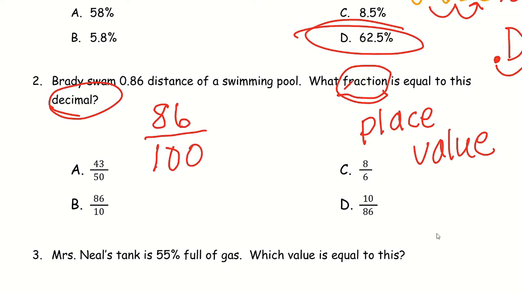We know how to simplify. So I know I can divide these by 2. Oh, yeah, they're even. Let's cut them in half. Half of 86 is 43. Half of 100 is 50. They are not even now, so I cannot divide by 2.